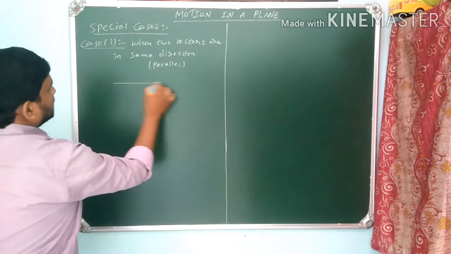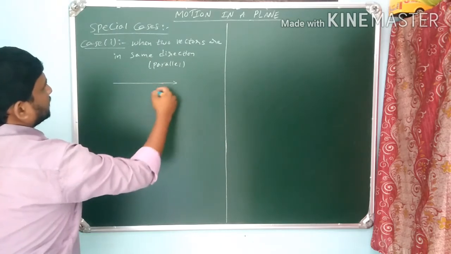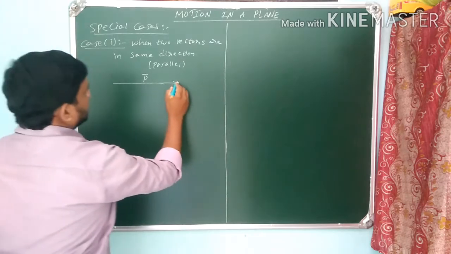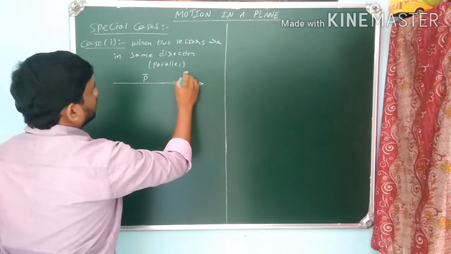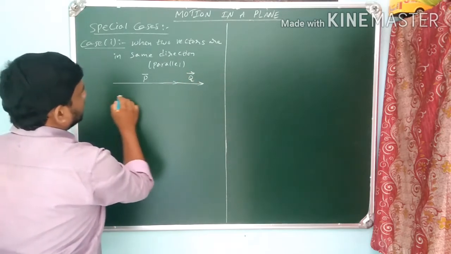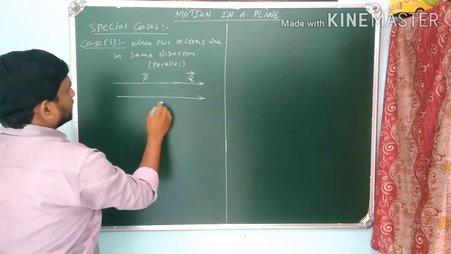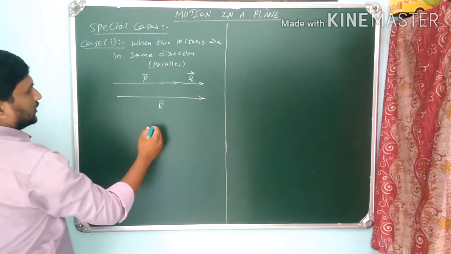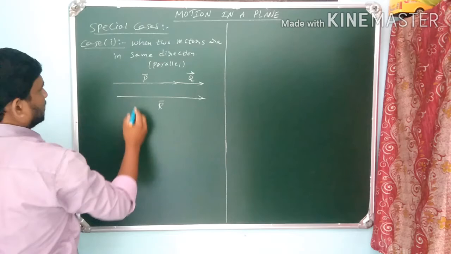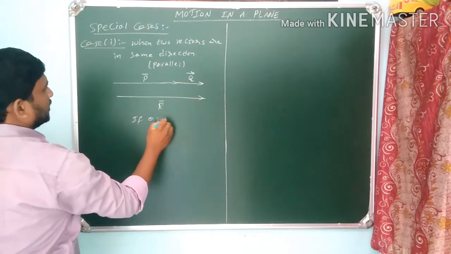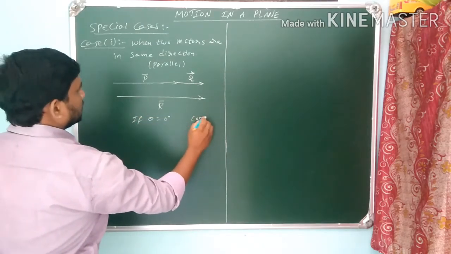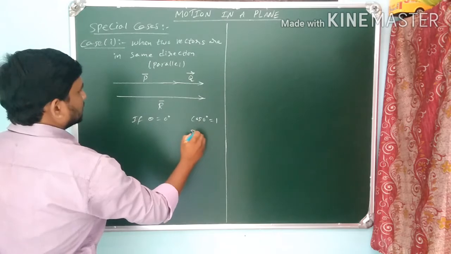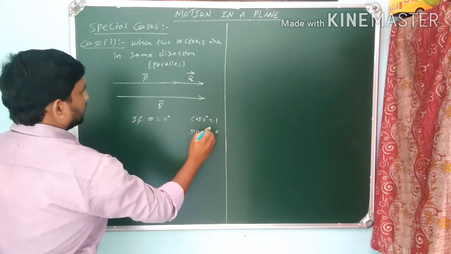Here let us consider the vector p bar and this vector q bar. Both vectors are in the same direction, then the resultant is r bar here. Here theta becomes 0. If theta is 0 degrees, then cos 0 is equal to 1, sin 0 degrees is equal to 0.